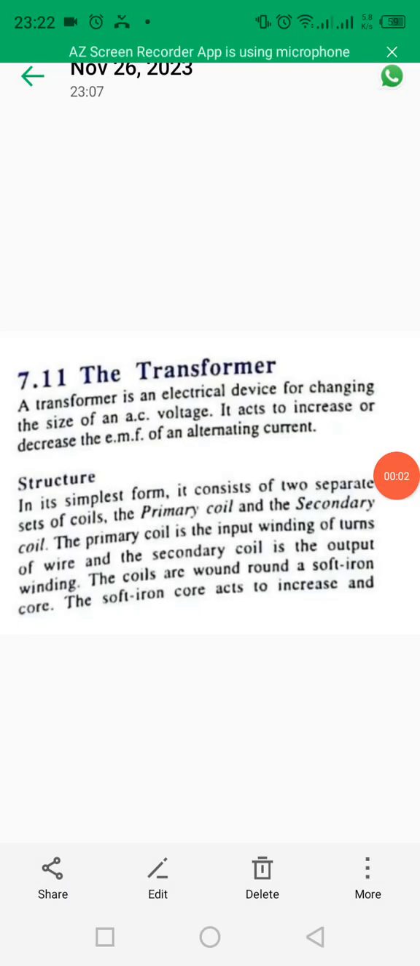Okay, good evening. We want to quickly look at a transformer. In previous classes, we've talked about an alternating current generator and a direct current generator. An AC and DC generator, and we'll see how an AC generator can be converted to a DC generator by replacing the slip rings with split rings and the commutator as well.